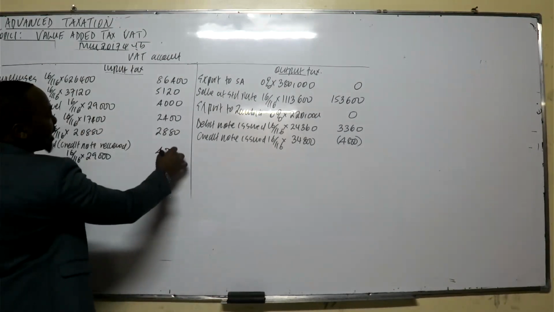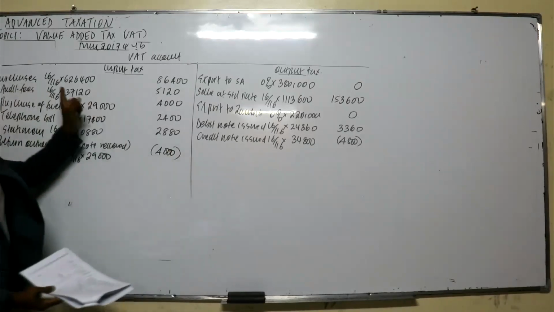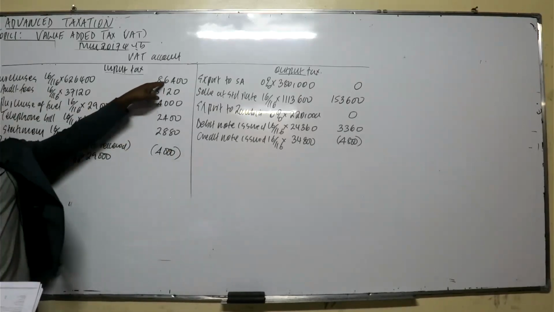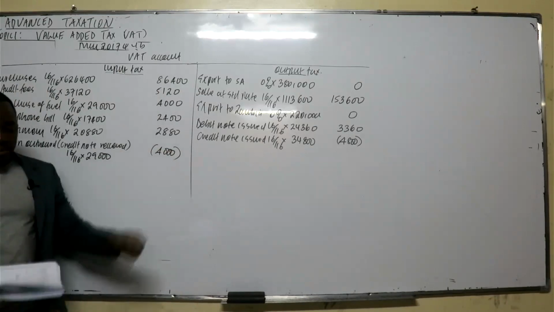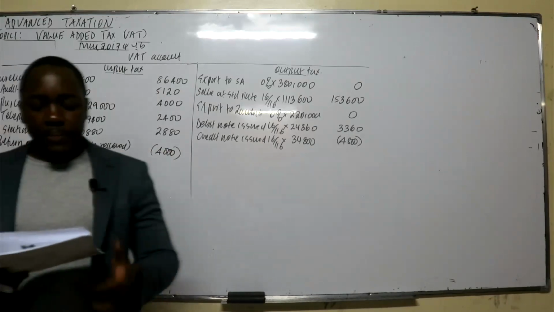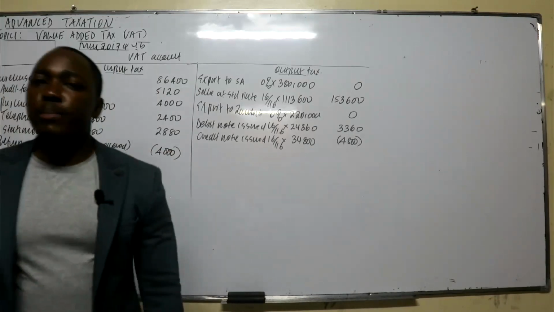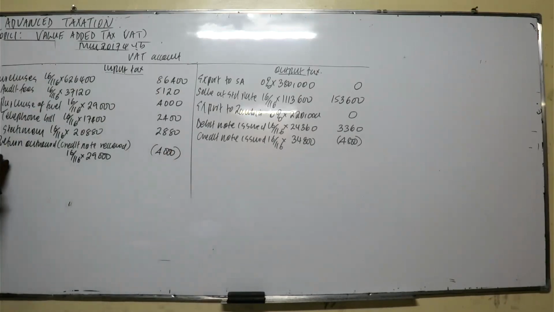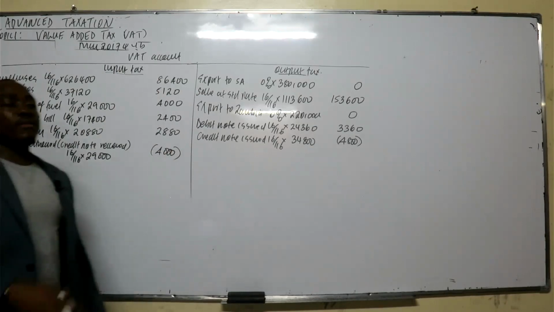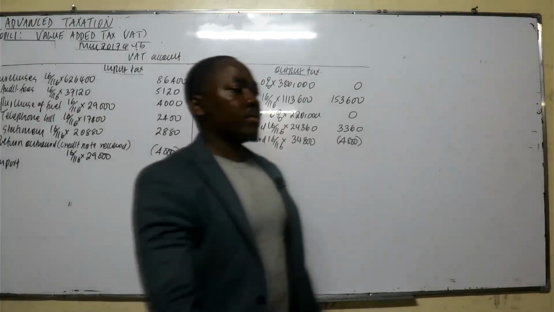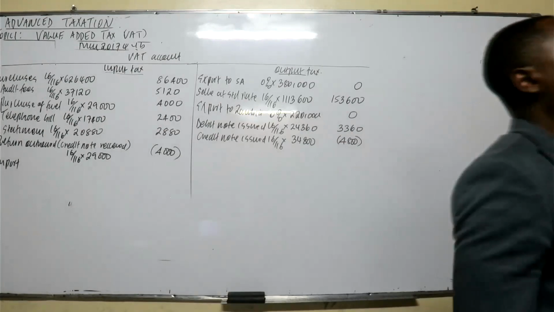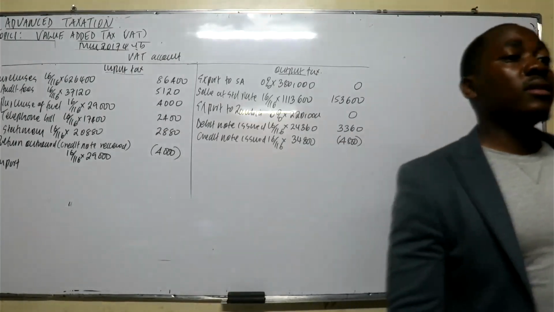4,000. That means this 4,000 was included in this 86,400. So if we return, that's why we eliminate. Number 3, the company imported imports. There is something I mentioned about the imports. If you're told the figures are inclusive of VAT, note that imports are exclusive of VAT.